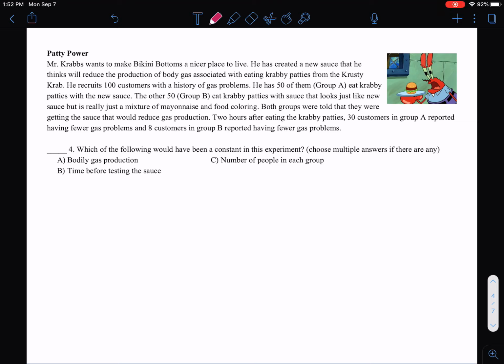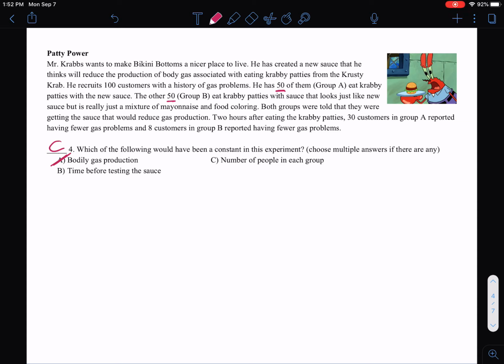In the case of this problem, the correct answer with the choices given would be C. C is the correct one because both groups had 50 people in each group. But the production of bodily gas, like A says, well, that's what we're trying to reduce and change. So because it changes, it can't be a constant.